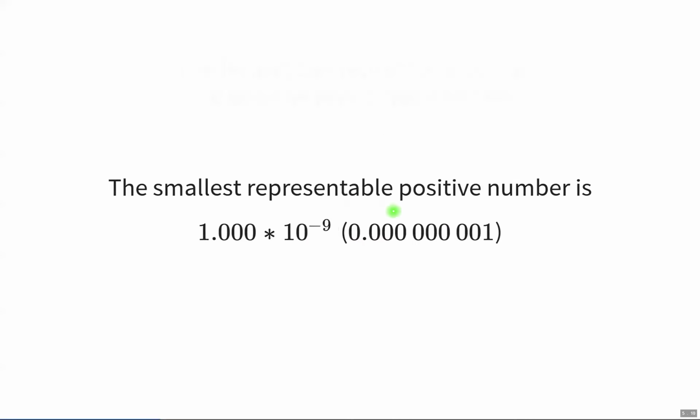So the smallest representable positive number is 1.000 times 10 to the power of minus 9. This makes sense, which translates to some small number. I don't care how small. But the question is, is it the smallest number we can represent?